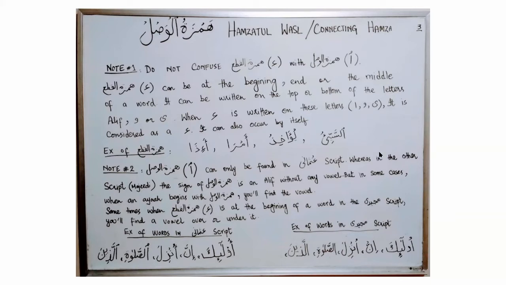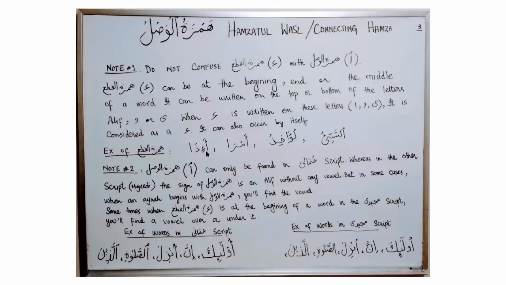Hamzatul Qat'a can be at the beginning or at the end or in the middle of the word. It can be written on the top or at the bottom of letter Ya, letter Waw, and letter Alif. And it can come as a sakin letter or it has its own vowel. You will recite it the way it is in the Quran. You don't have to choose the vowel of Hamzatul Qat'a. If you see in these examples, Hamzatul Qat'a is on top of Alif.